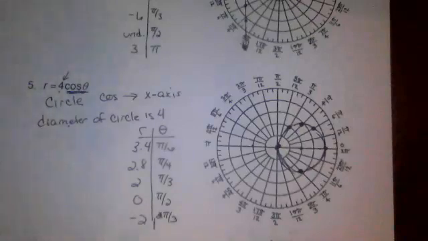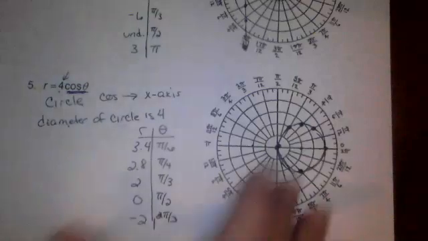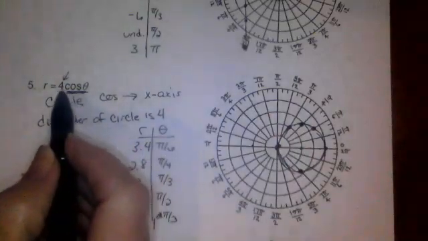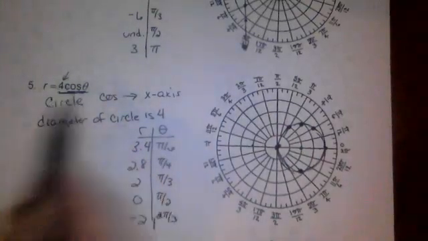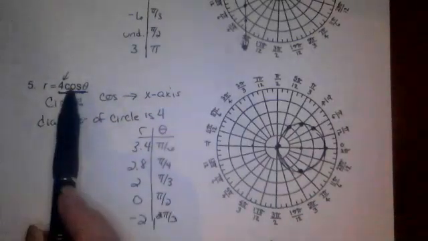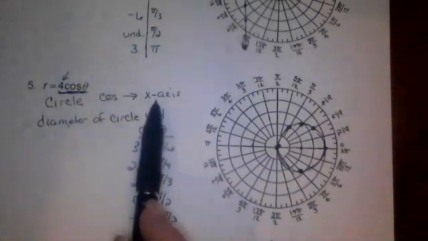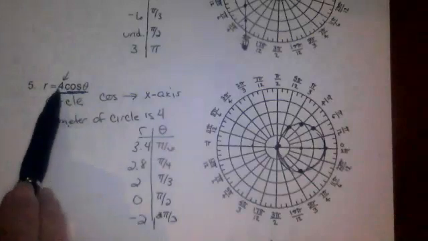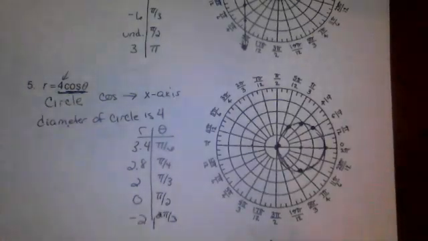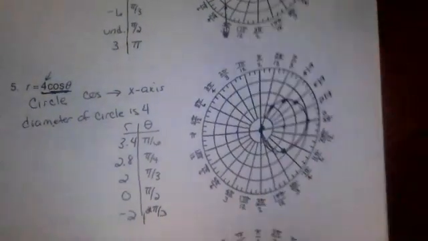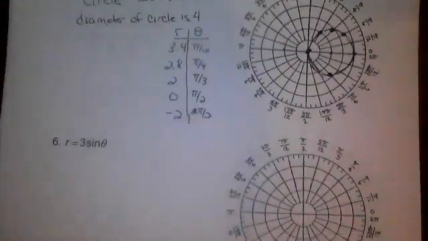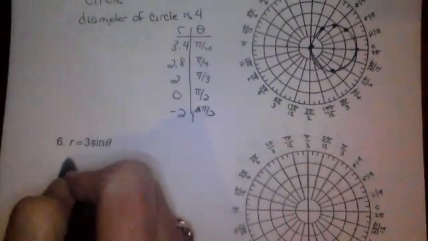So again, now that we know that, I'm not asking you to plot all the points, just to recognize this form of the equation is going to give us a circle. If this is a cosine value, then it's going to be on the x-axis. This will give you the diameter of your circle. So with that same thing in mind, let's look at this last example here. This one is going to be a circle.